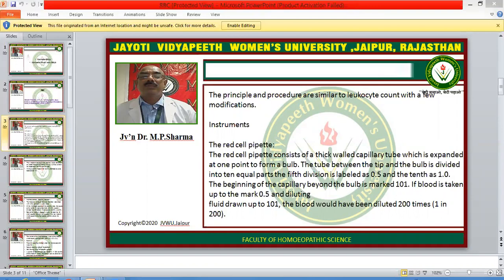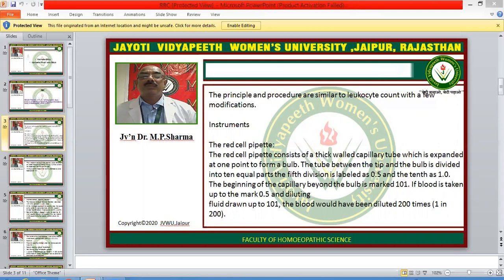The tube between the tip and the bulb is divided into equal parts. The fifth division is labeled as 0.5 and the 10th as 1.0. The beginning of the capillary beyond the bulb is marked 101.